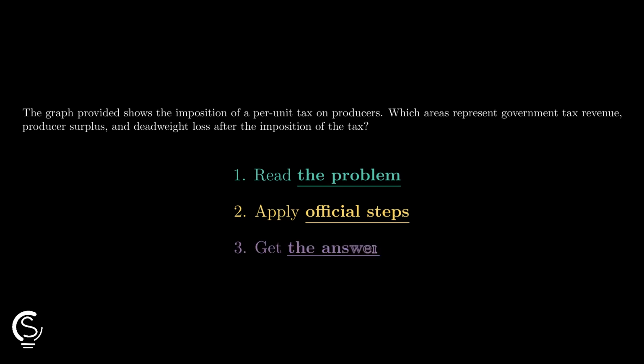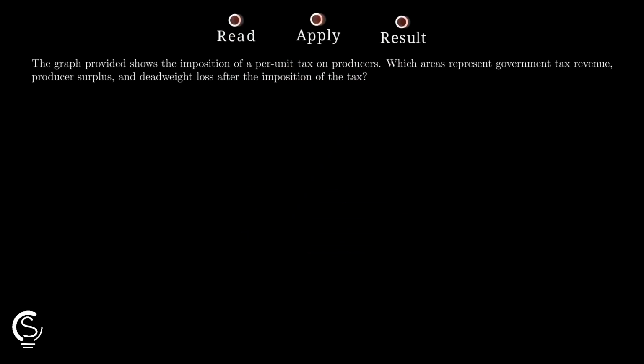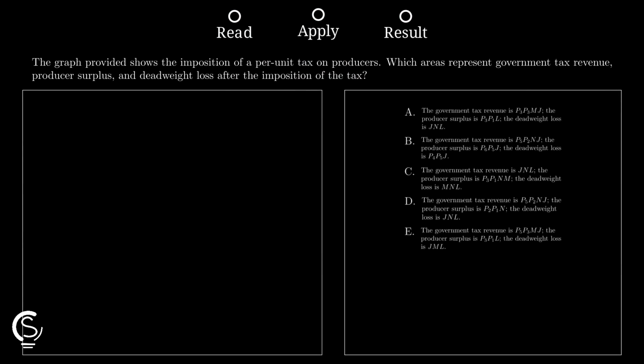Let's level up. Taxes on producers shift the supply curve and change market surplus fast. Let's identify the new revenue, producer surplus, and deadweight loss areas right now. First, identify the tax revenue by looking at the rectangle between the price consumers pay and the price producers receive. This area is defined by the rectangle labeled P5, P2, and J.